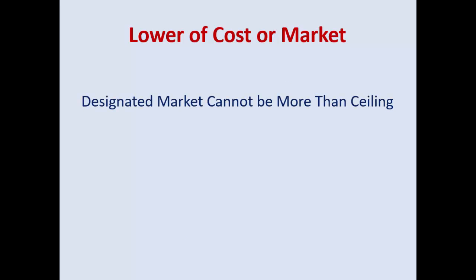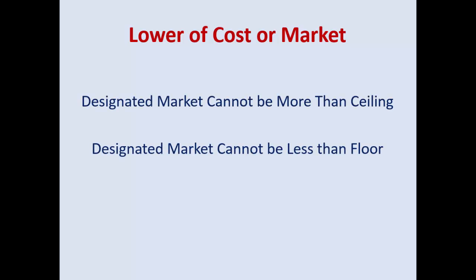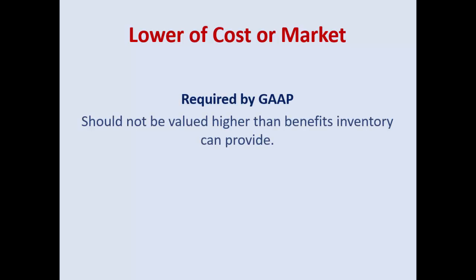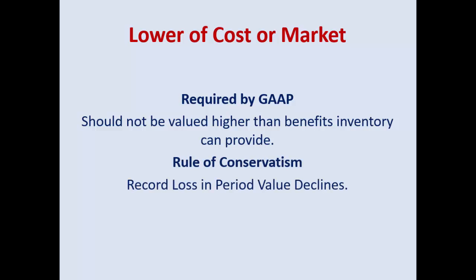Designated market cannot be more than the ceiling or less than the floor, so you're going to take a middle number of those three. And again, this is required by GAAP. It should not be valued higher than the benefit the inventory can provide. That's why you have to make this adjustment. And it does follow the rule of conservatism. You record the loss in the period the value declines instead of waiting and selling it at a lower cost.